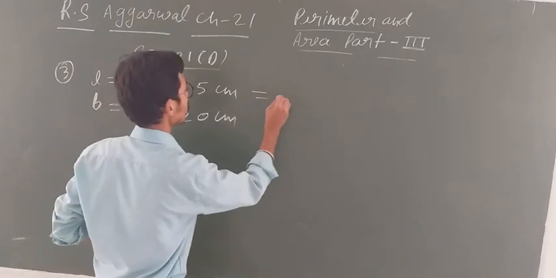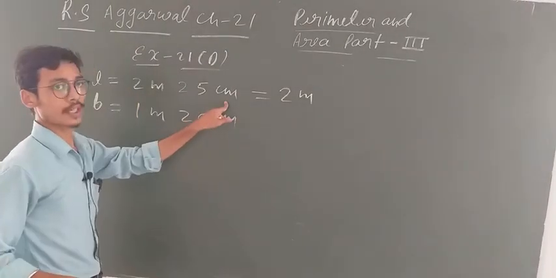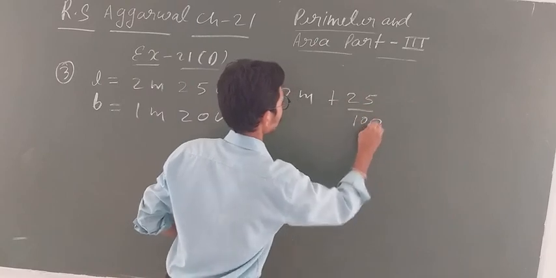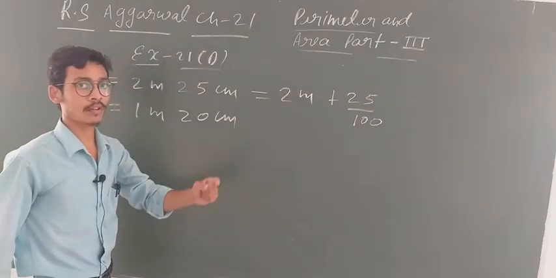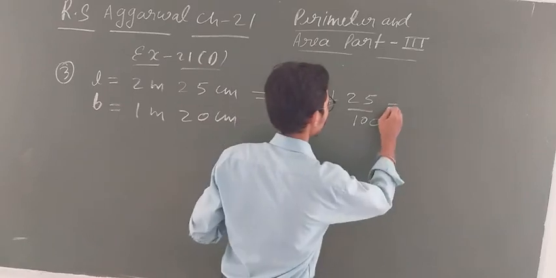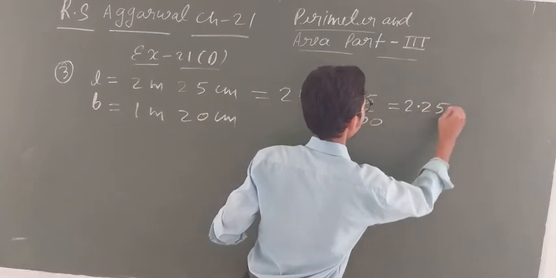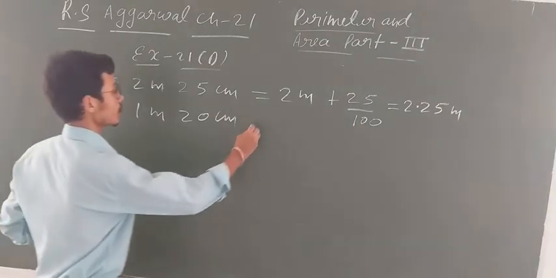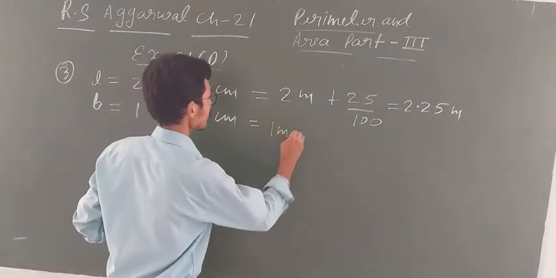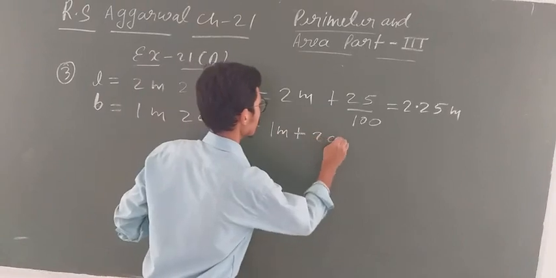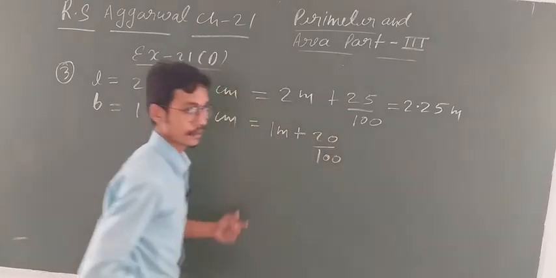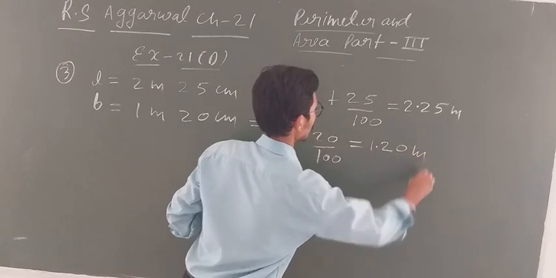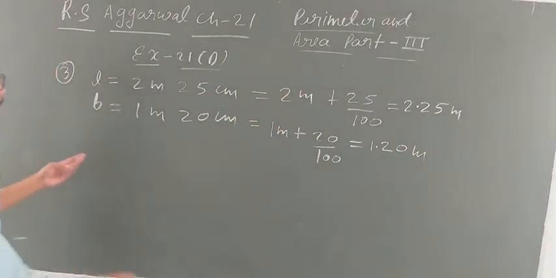So this will become what? 2 meter same, plus 25 centimeter, so this will become what? 25 upon 100. This I explained many times, because 1 meter equal to 100 centimeter. So this will become what? 2.25 meter. Is that clear? Next thing is 1 meter 20 centimeter. 1 meter same, plus 20 upon 100. Clear student? This will become what? 1.20 meter. Clear?